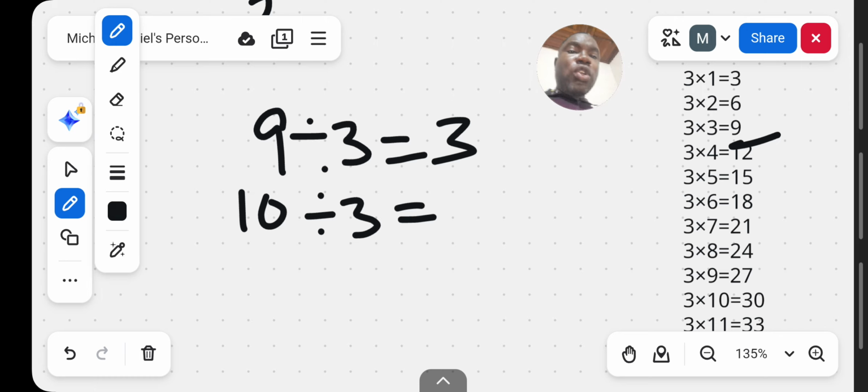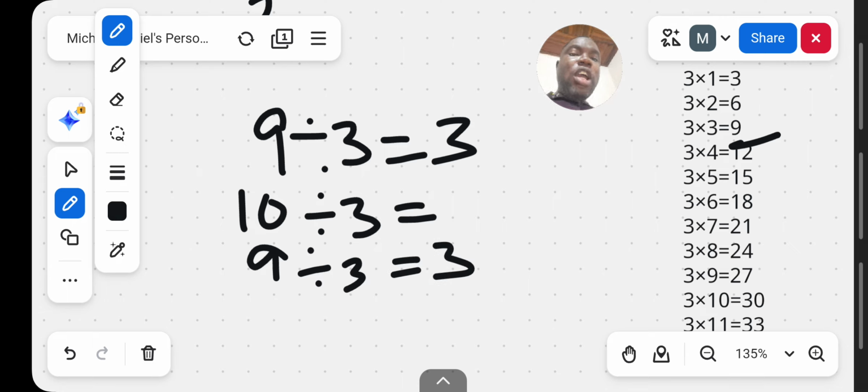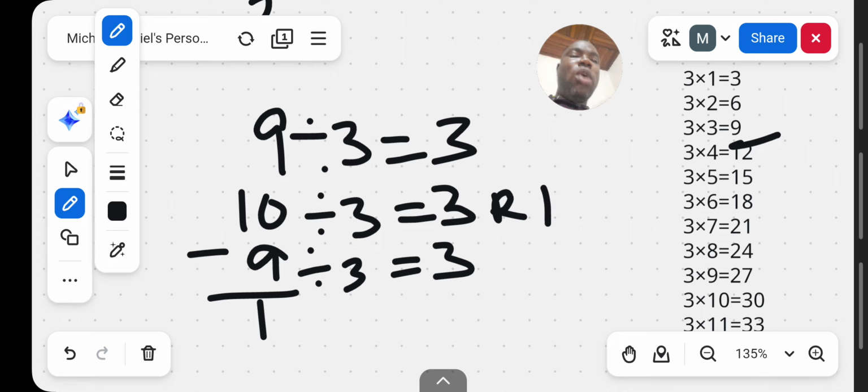So we ask ourselves the question using 9, what is 9 divided by 3? Now we already know that 9 divided by 3 is 3. So that means 10 divided by 3 will also be 3. But 10 will have a remainder, so we have to subtract. What's 10 minus 9? 1. So that means 10 divided by 3 will be 3, remaining 1. So 2 more examples, we are done.